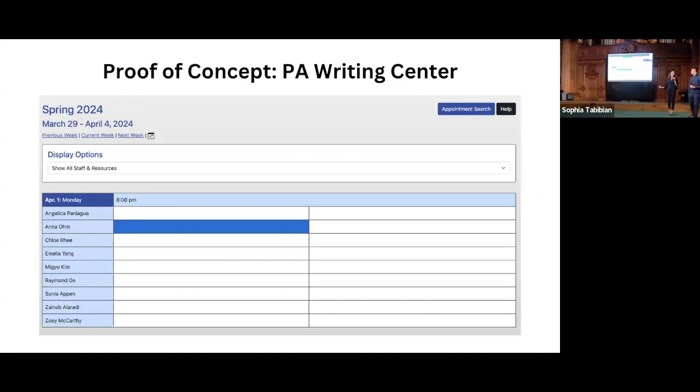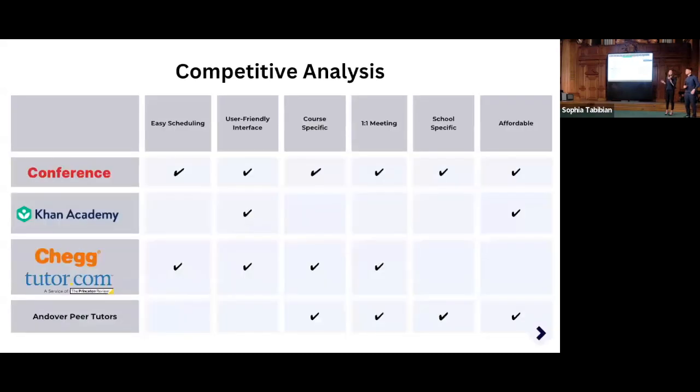As we mentioned, we're going to start on the local level. We actually have a proof of concept here in Andover, that is the Phillips Academy Writing Center. The Writing Center already uses a similar system where you can efficiently find a writing tutor that matches your needs, and then you can easily book a time to meet and schedule. The Writing Center only appeals to students who need writing help, unlike Conference, which appeals to all students with different subjects.